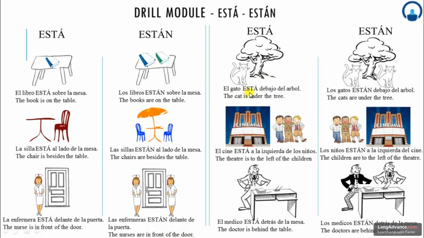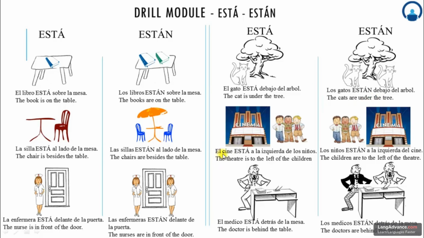El gato está debajo del árbol. Gato means cat and árbol means tree. If you note, we have seen a rule of preposition plus definite article. So we have this de plus el, that becomes del. El gato está debajo del árbol. That means the cat is under the tree. Los gatos están debajo del árbol. The cats are under the tree.